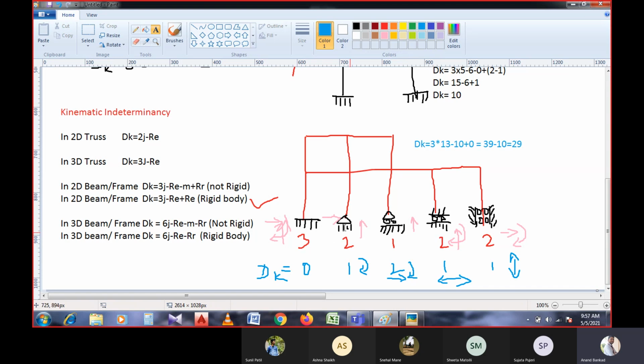Is that clear? The only thing is, the particular structure is calculated by referring to the kinematic degrees of freedom provided in the supports. So each support will be having 3 numbers. So just look at this, how we have calculated, and you can take another problem here.